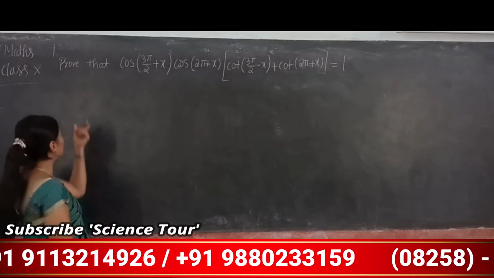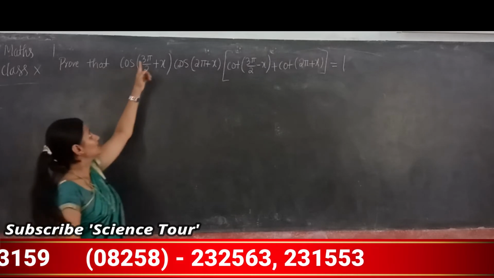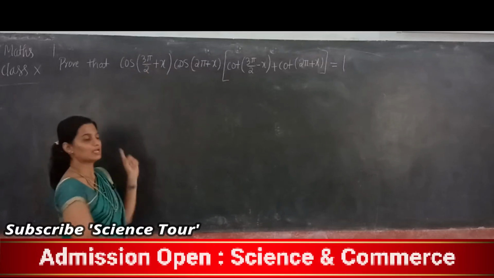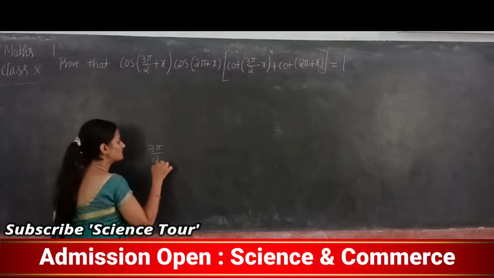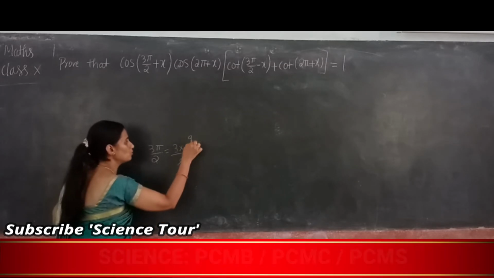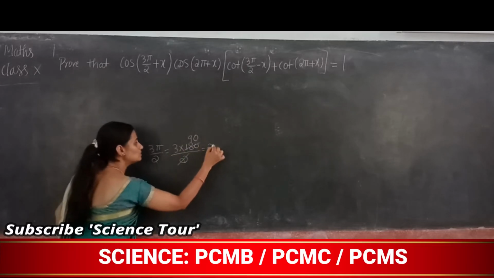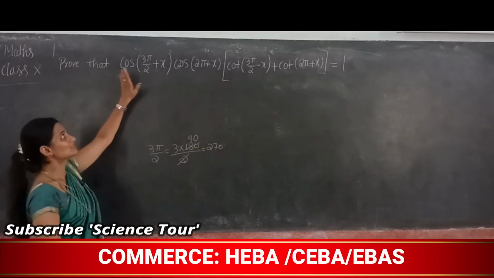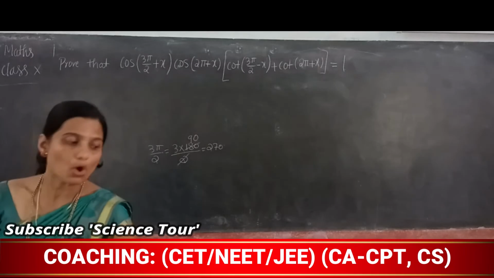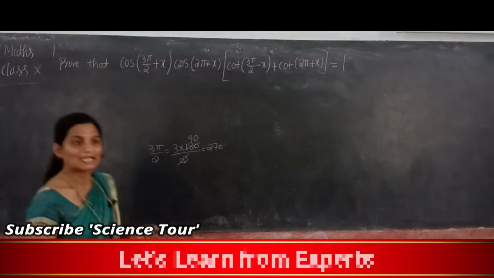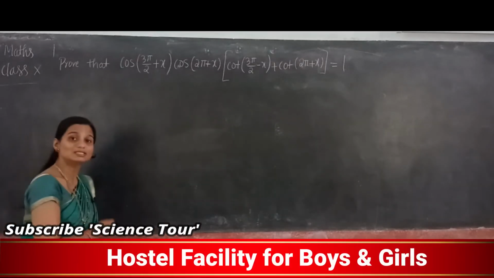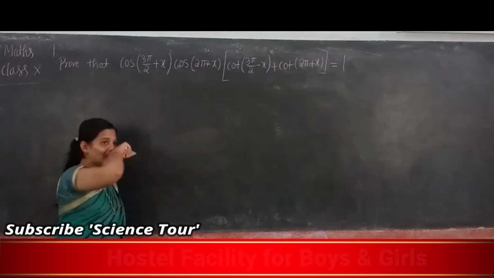The next question: prove that cos(3π/2 + x)... 3π/2, how much is it? 3 into 180 divided by 2, that is 270. So it is cos(270 + x). If it is 270 plus theta or minus theta, those types of angles are called allied angles. So which concept to use here? It is allied angle, so here we have to use the allied angle concept.